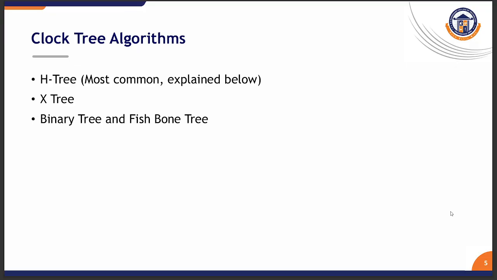And the next one is clock tree algorithms. There are several clock tree structures used in the industry. The first one is the H tree, which is the most commonly used algorithm. The second one is the X tree, the third one is the binary tree, and the fourth one is the fishbone tree. Each structure has its own advantages and also drawbacks.